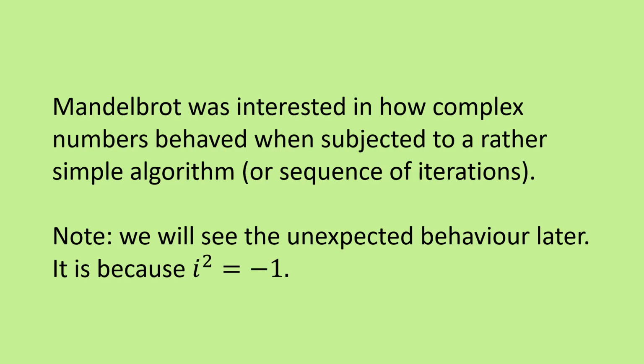Squaring complex numbers produces unexpected results because i squared is equal to negative 1. Mandelbrot examined what happened to complex numbers when subjected to a simple squaring algorithm.